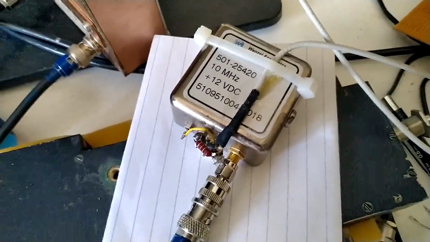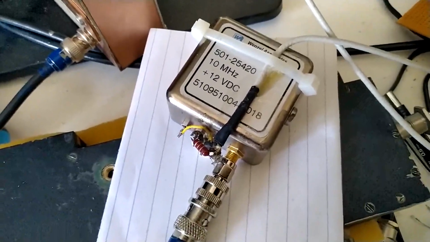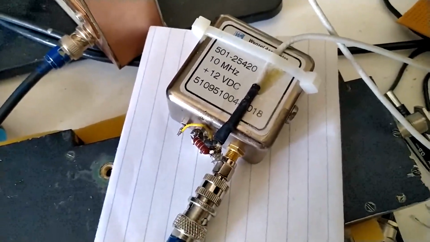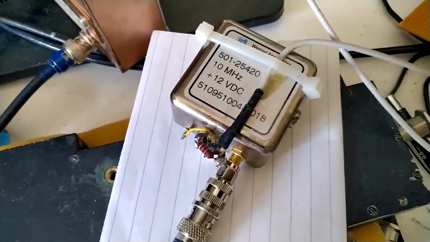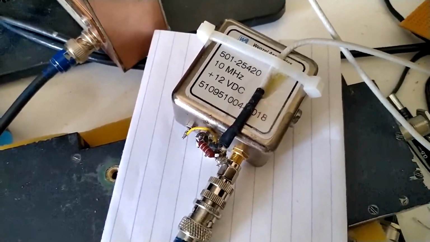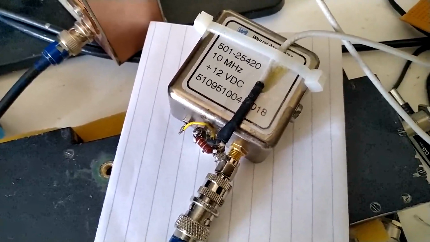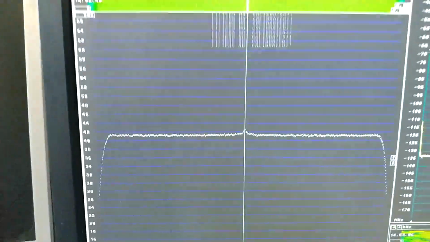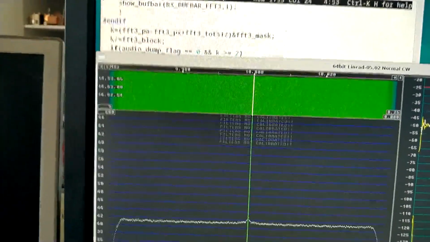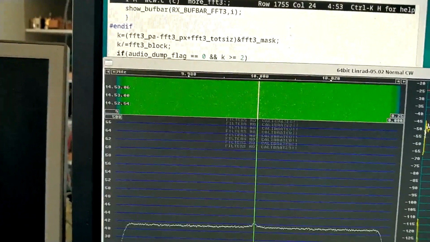I am now using this oscillator again, but I have added with a combiner the noise from a couple of series connected amplifiers having a dummy load at the input. So there is a high noise level added to the signal from this. And the spectrum looks like this, and the waterfall indicates there is a lot of noise.